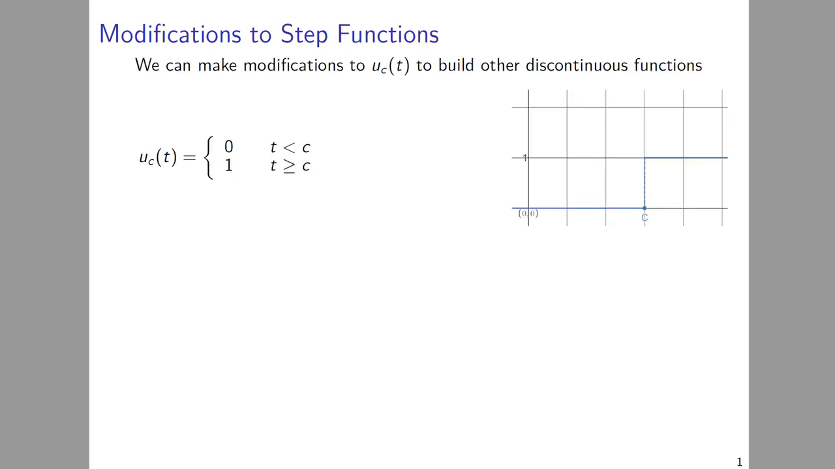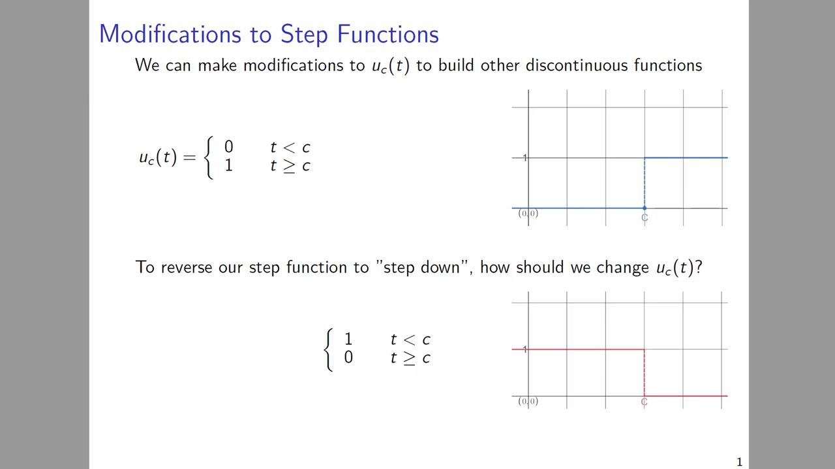We define the basic step function u sub c of t as 0 for t less than c and 1 for t greater than or equal to c. To reverse the step function so that it steps down and is 1 for t less than c and 0 for t greater than or equal to c, how should we change u of c? The way that we can do this is to use 1 minus u sub c of t.